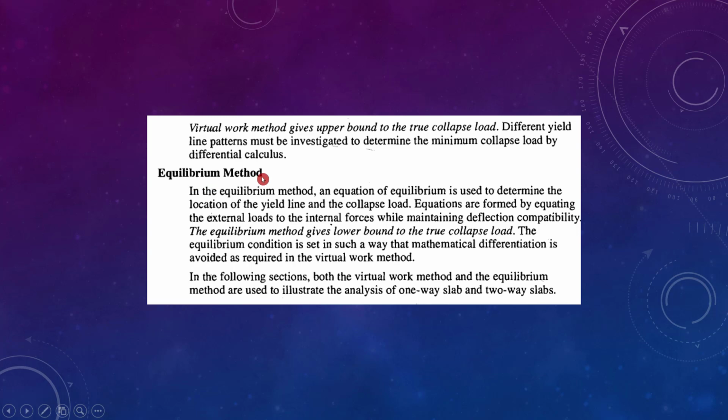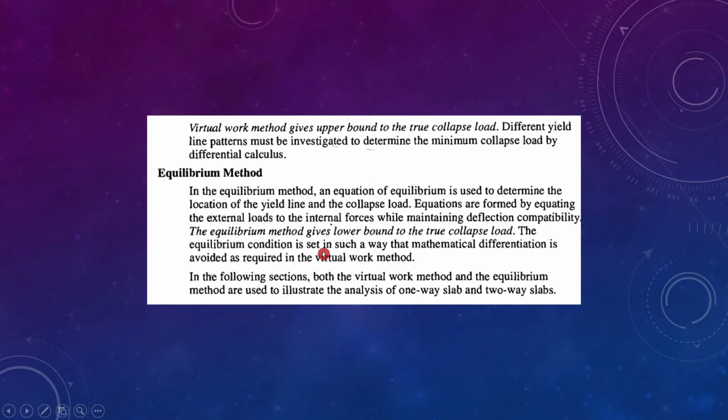And in the equilibrium method, an equation of equilibrium is used to determine the location of the yield line and the collapse load. The equations are formed by equating the external load to the internal forces while maintaining the deflection compatibility, as ensured in both cases. Thus, the equilibrium method gives a lower bound to the true collapse load. So if the exact value is 100, then this will predict some 80, which is always safe, or which is good, considering the factor of safety.